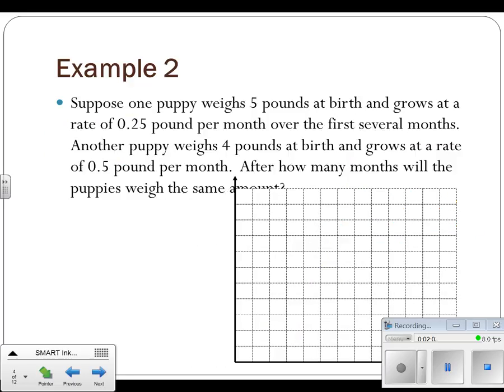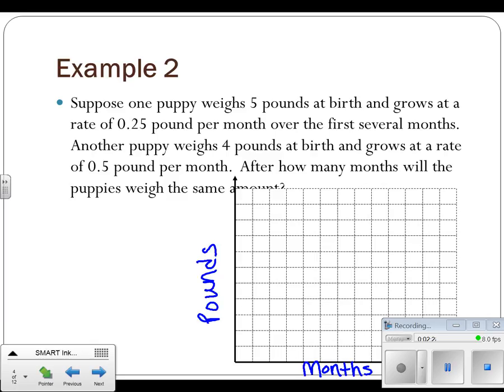Suppose that one puppy weighs 5 pounds at birth and grows at a rate of 1/4 pound per month over the first several months, and another puppy weighs 4 pounds at birth and grows at a rate of 1/2 pound per month. After how many months will the puppies weigh the same amount? So on our graph, we're going to put months on the bottom. We'll put pounds on the vertical.